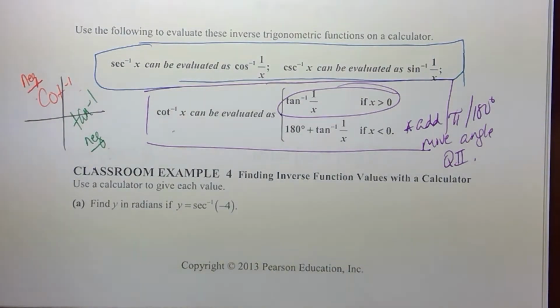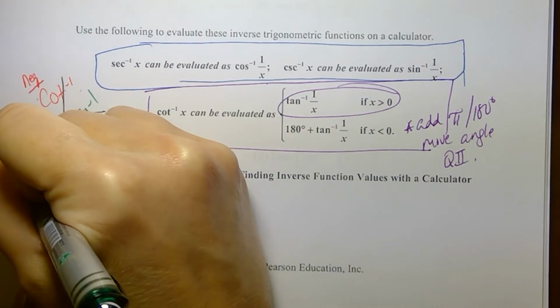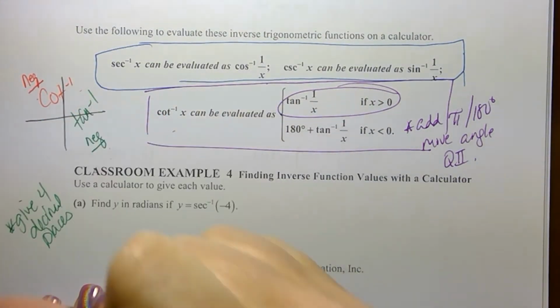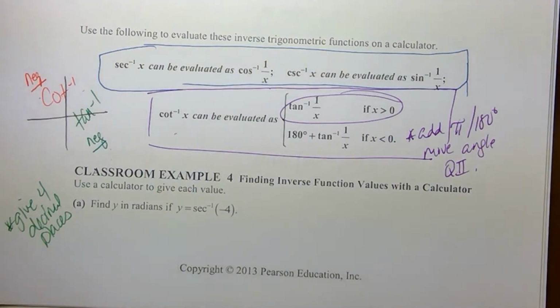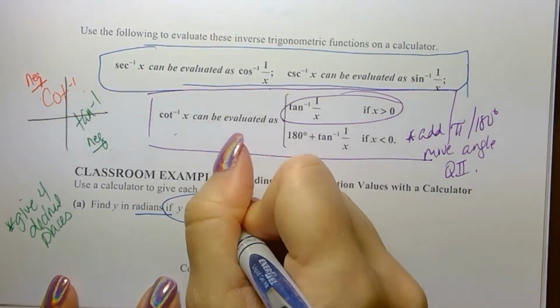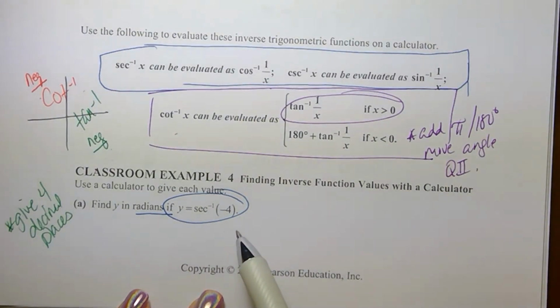Now, we are going to, in general, give our answer in 4 decimal places. If I am using my calculator to approximate, I'm going to give an answer with 4 decimal places while I'm doing these notes, just so you know what we're looking for. I need to find y in radians, so make sure you're in radian mode in your calculator. That is super important. Secant inverse of -4.